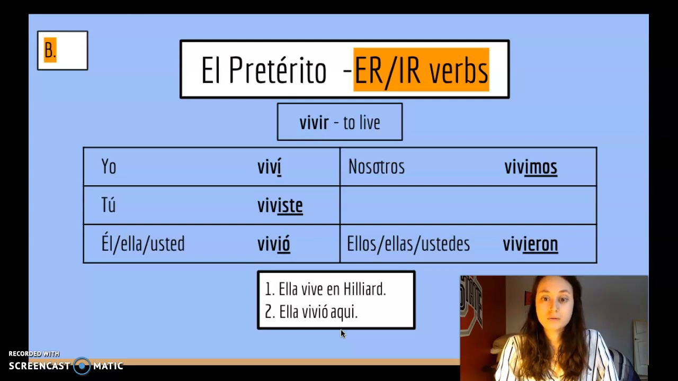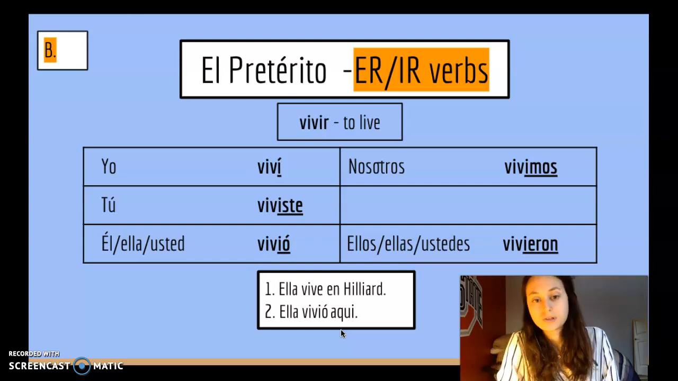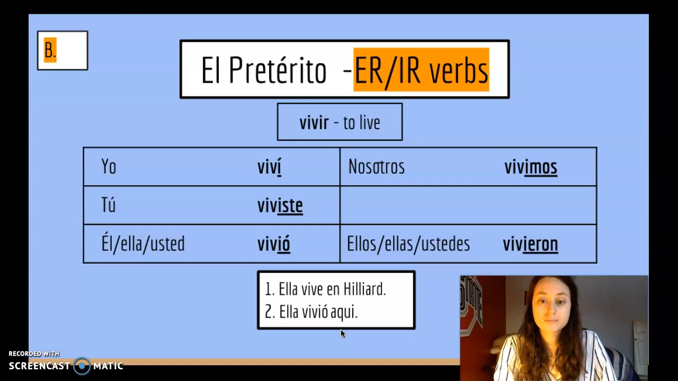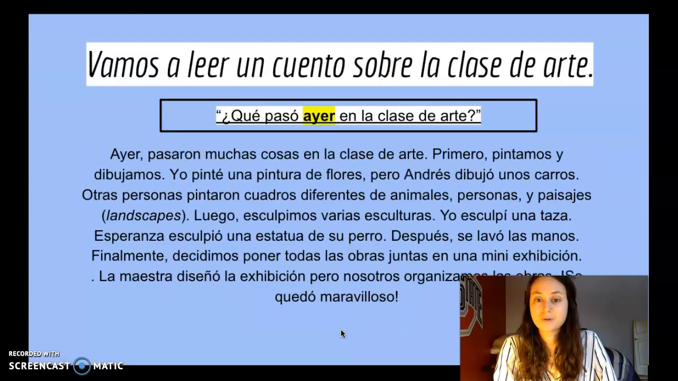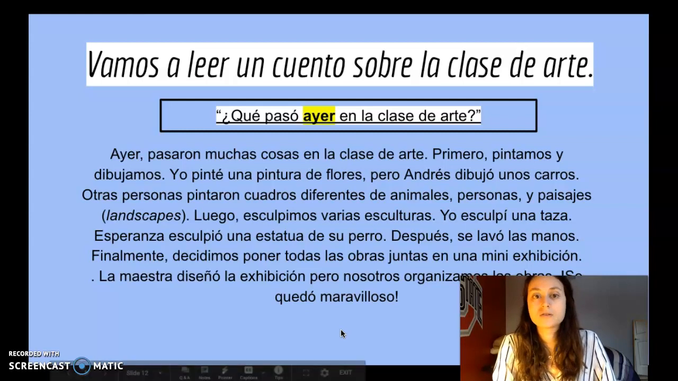So now, pull up the actividades that you're doing for today, and you can start one with me. I'm going to read through a story about what happened yesterday in art class, and as I read, you can start circling those preterite verbs. I'll check a few, and then leave you to do the rest on your own. Sound good? Okay, so on your actividades sheet, you should see the same paragraph.